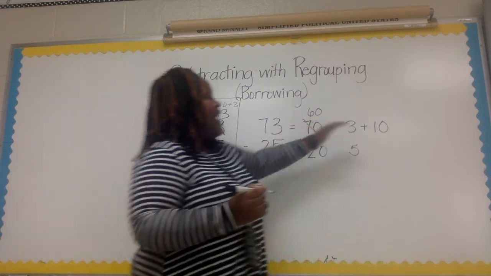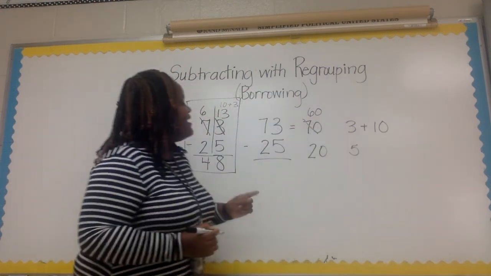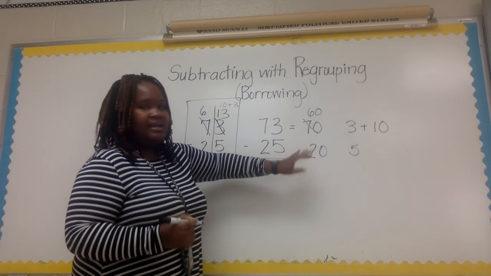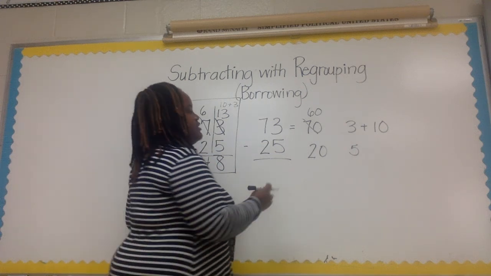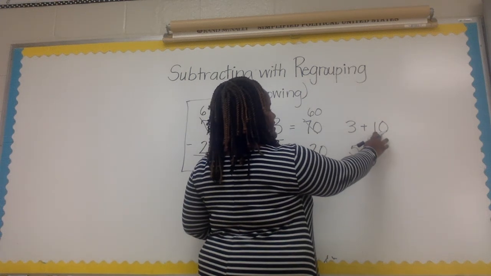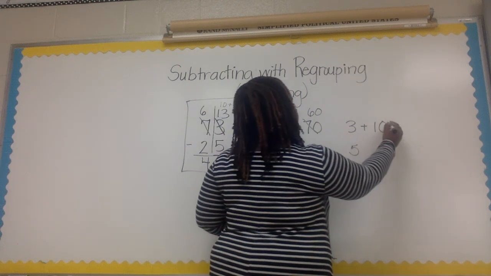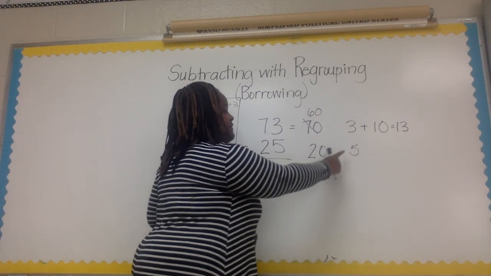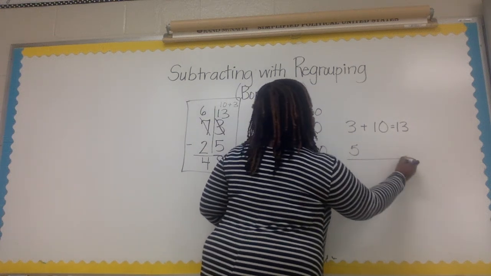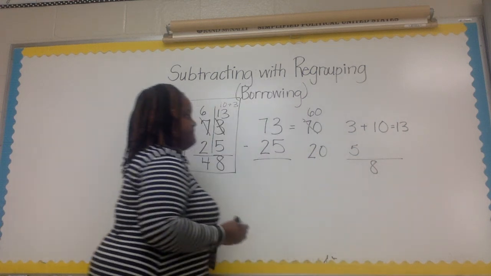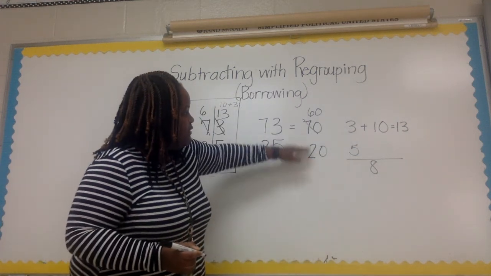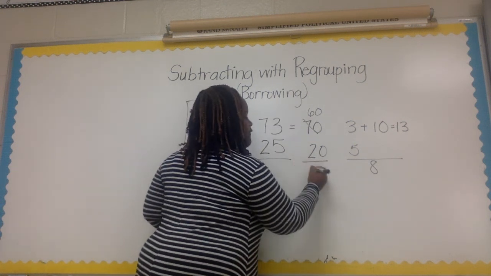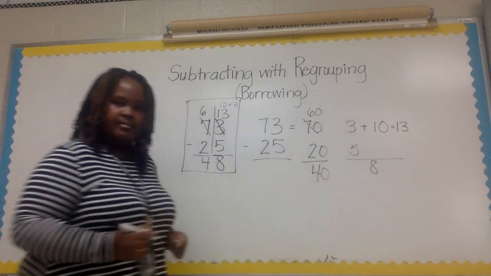I'm borrowing so I can add over here so I have enough. Now, there is no need for me to borrow anything from here because let's see if we're going to have enough. So if I add this 10 and this 3, I'm going to end up with 13. And I know that I can subtract 5 from this 13, which is going to leave me with 8. Now, if I take 20 from the 60 that I have left, I'm going to be left with 40.